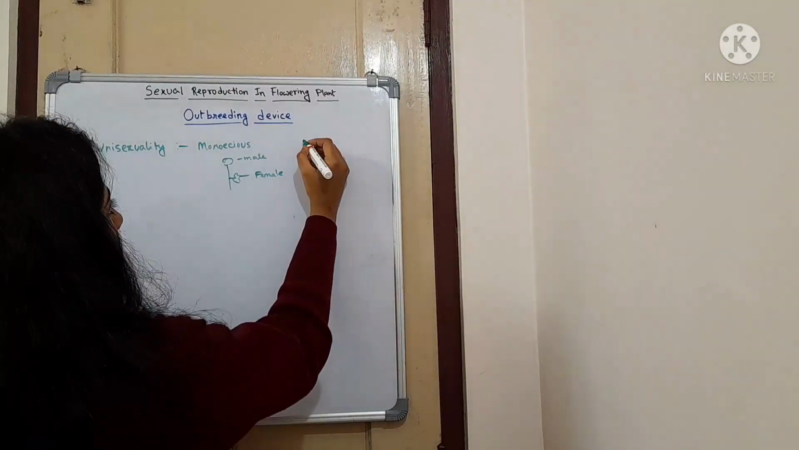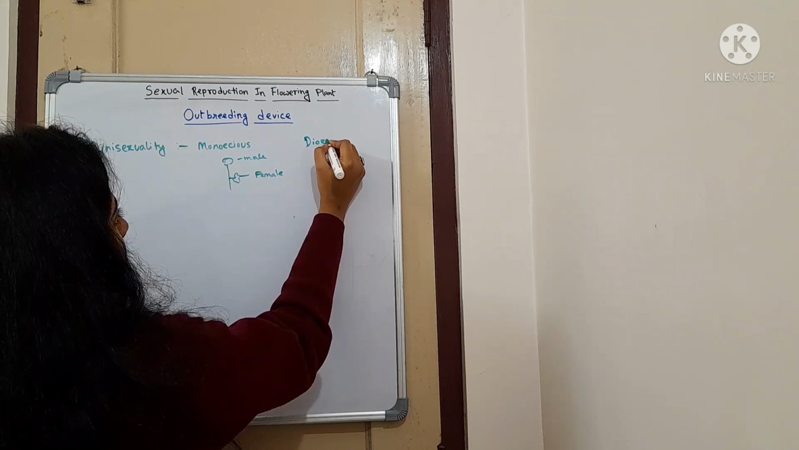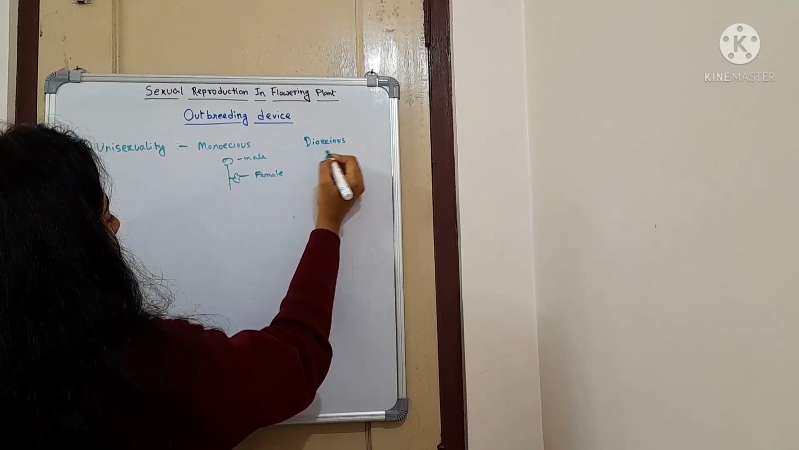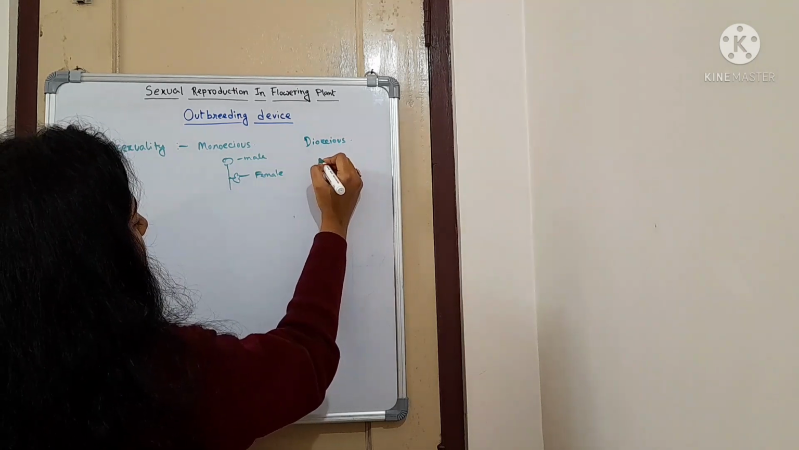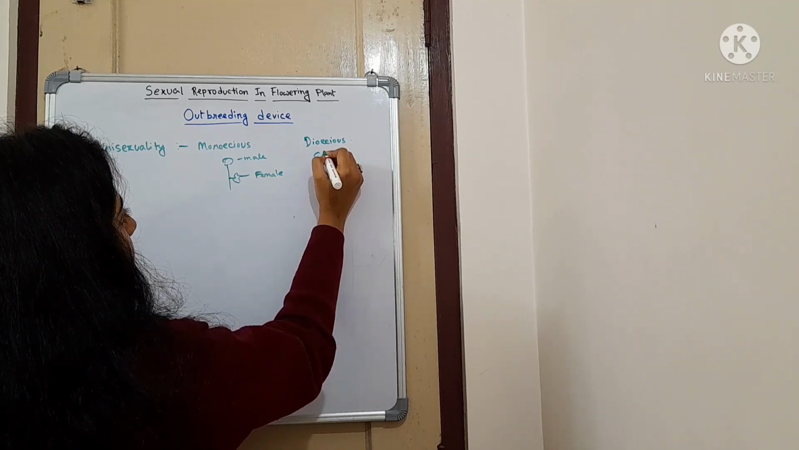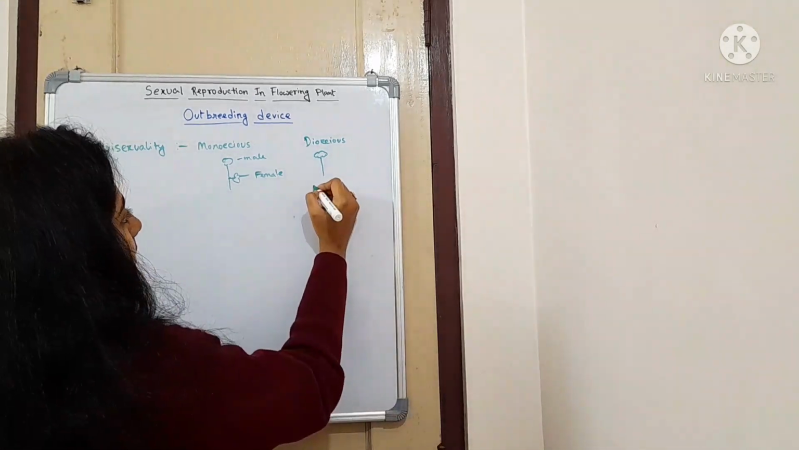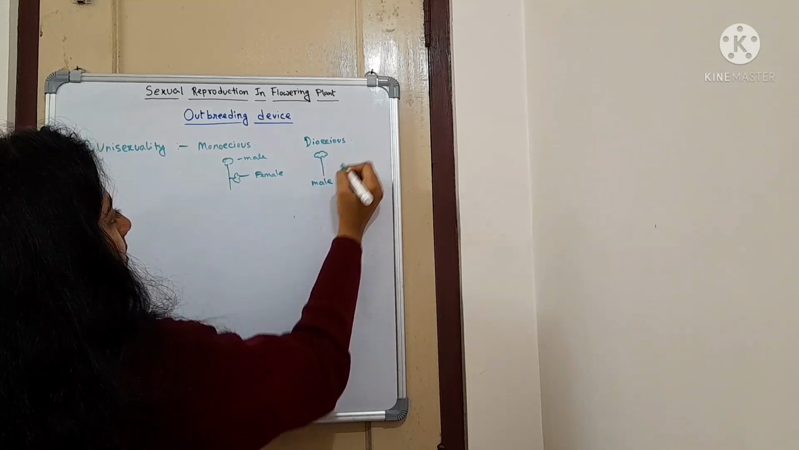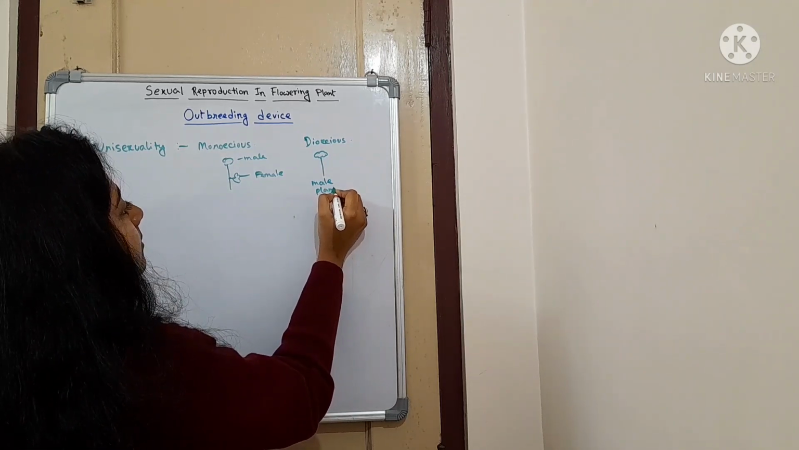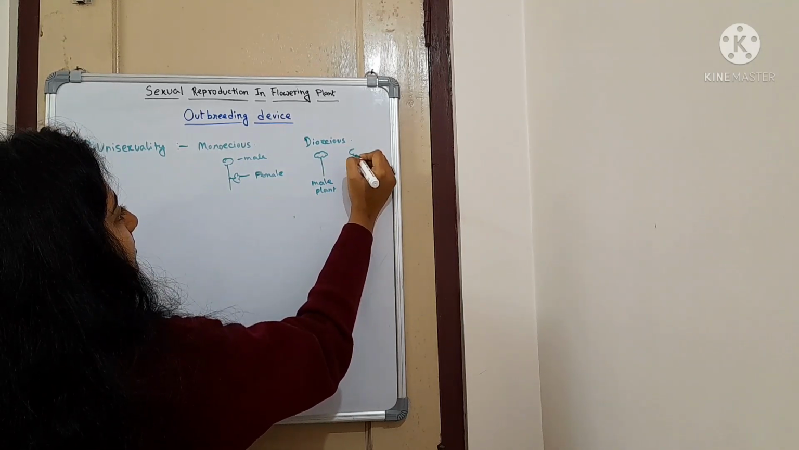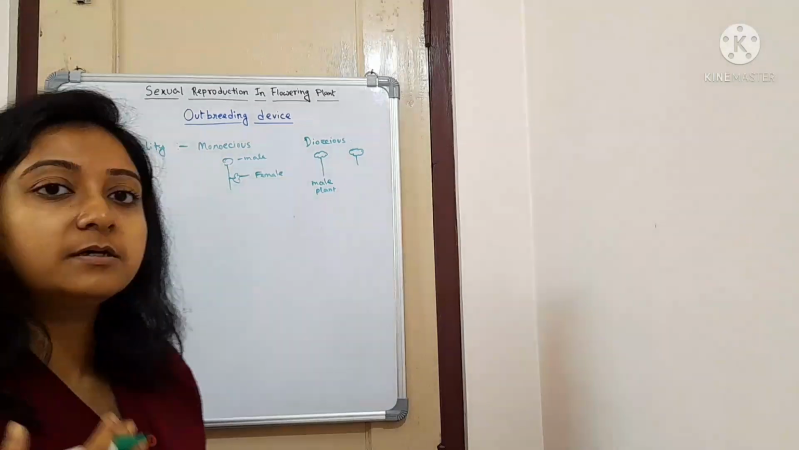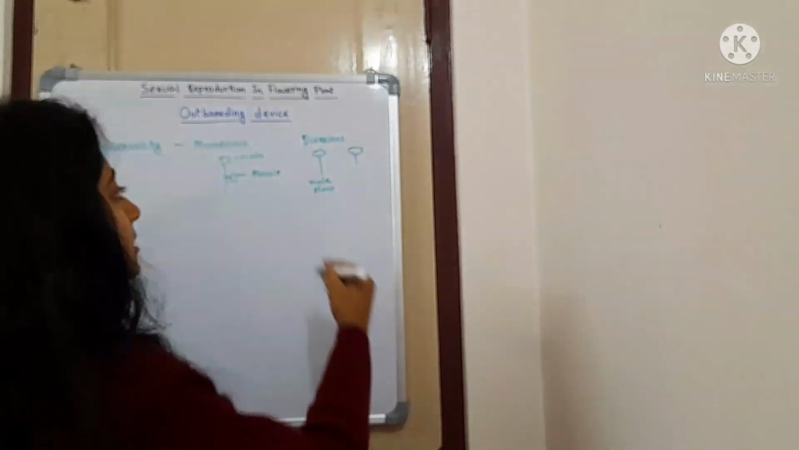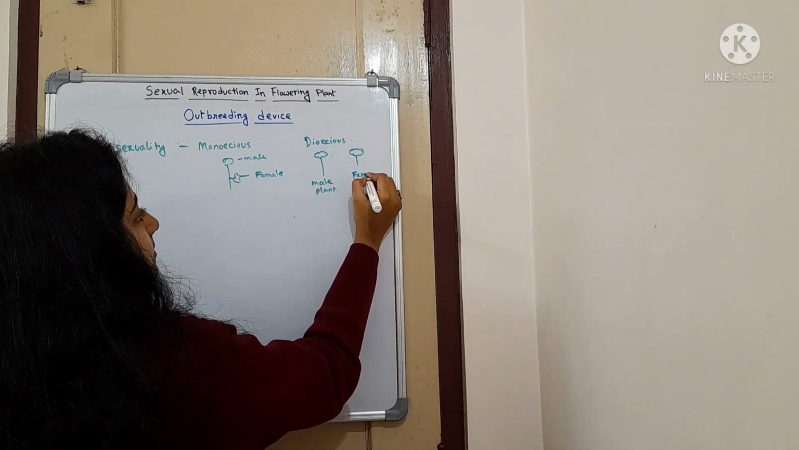And in the other case, this event can be like this, a dioecious plant. In this case, the plant can bear only the male part, that is a male plant, and in the second case, the plant can bear only the female part, that is considered as the female plant.